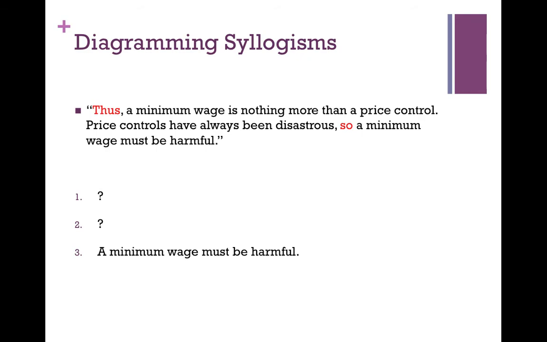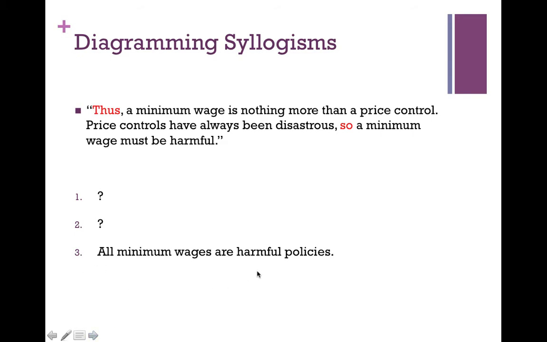Now, if this is all we have here, notice that this proposition is not in standard form. There's no quantifier, there's no copula. Must be harmful. That doesn't name a class. So we're going to have to put this proposition into standard form. And we're going to say something like the following. All minimum wages are harmful policies. You might have said all minimum wage policies are harmful policies. You might have said all minimum wages are harmful things.